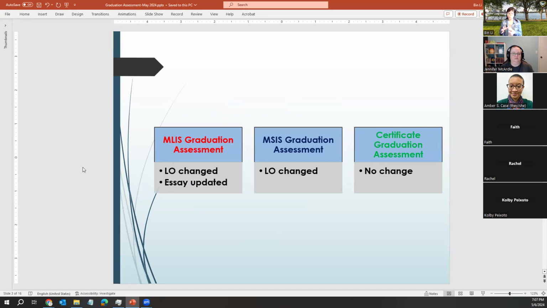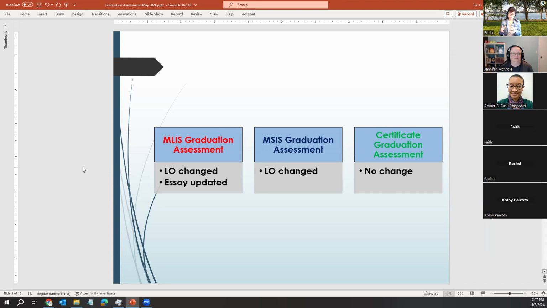So there are three kinds of graduation assessment. I'm still thinking about ways to keep this simple, but currently I just want you to be aware that there are three kinds of graduation assessment. Most of our students are in the first category, the MLIS graduation assessment. Basically, if you are getting your MLIS degree, you have to do the graduation assessment. It's a graduation requirement. Most of our students are in the first category.